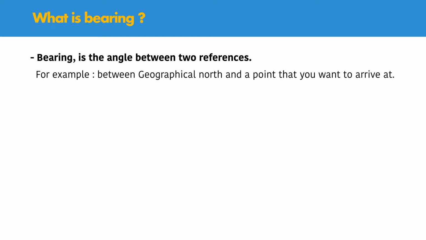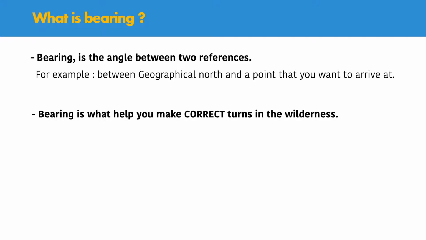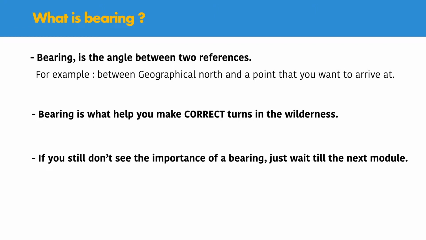You may ask me, yes, I understand what you say, but how can that help me in my wilderness navigation? Totally understandable. A bearing is what helps you make correct turns in the wilderness. Because when you know your position on your map and you want to go to a new position that you see also on your map, all you have to know is the angle or the bearing between one of the norths and this point on the map. If you still don't see the importance of a bearing, just wait till the next module when we will use both a topographic map and a compass at the same time.